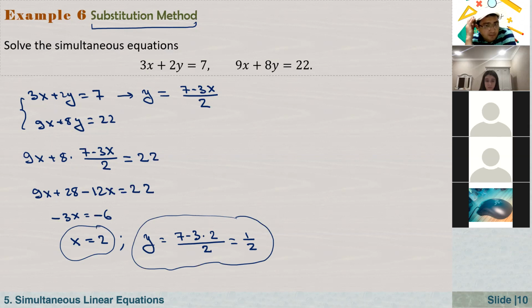Okay, Ayan, is it clear? Yes, it's clear. Did you study this before, Ayan? No, we did elimination, but we never did substitution.